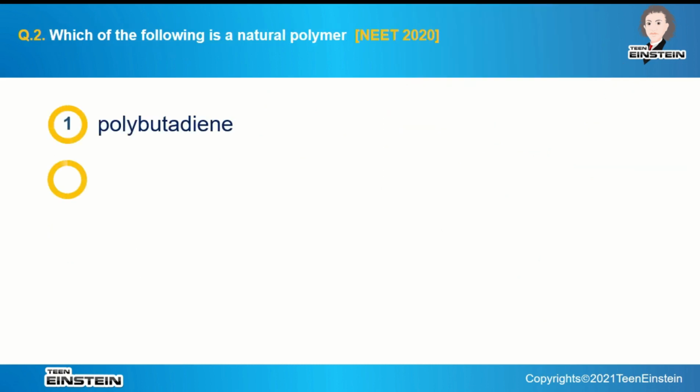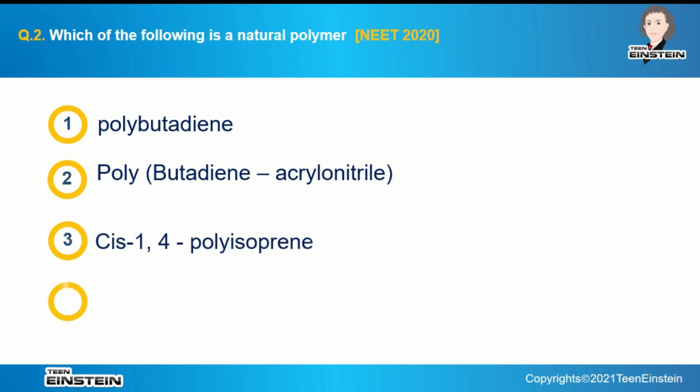Move on to the next question. Which of the following is a natural polymer? Natural polymers are always cis isomers. So the correct answer is option 3.